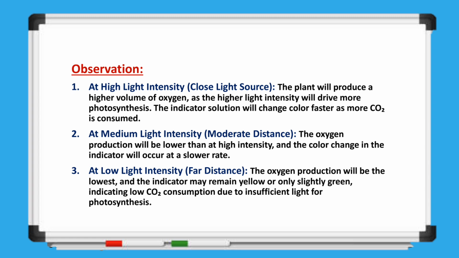At 20 centimeters, the rate should decrease. You'll see less oxygen, and the color will change more slowly. At 30 centimeters, the oxygen will be even less, and the color might only change slightly. And at 40 centimeters, where light is very weak, the plant might produce no oxygen at all, and the indicator could remain yellow, meaning very little or no photosynthesis has occurred.